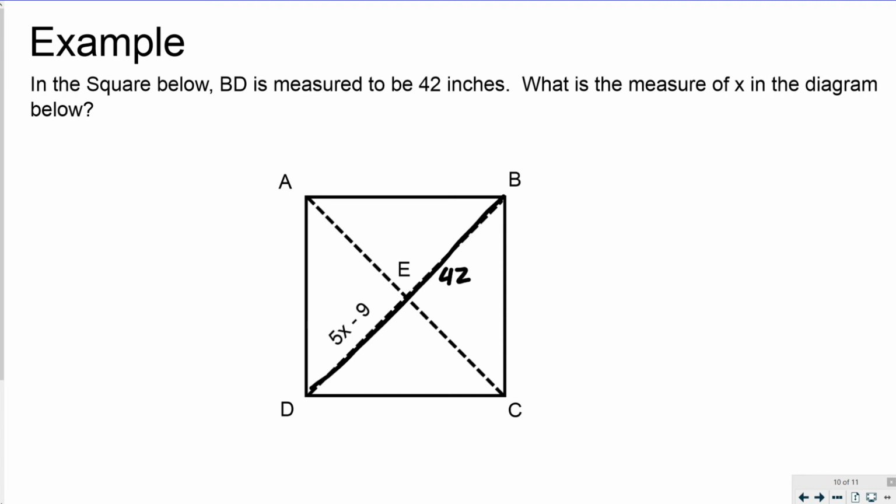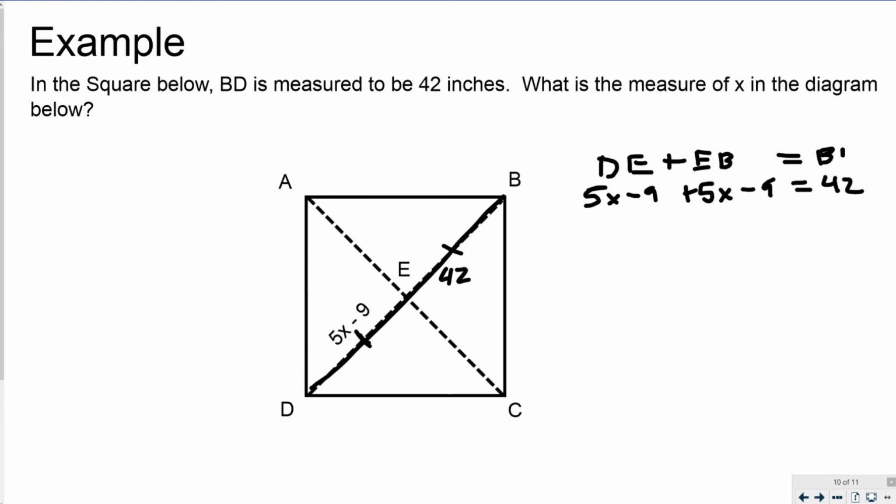Okay, so I do know that this and this are congruent, and they sum to 42. So I do know that 5x minus 9 and another 5x minus 9 equals 42. And I'm building this off of the idea that DE plus EB would be equal to the segment BD. So that builds my equation. I can substitute my expressions and what I know BD is equal to. So then I just have to solve.